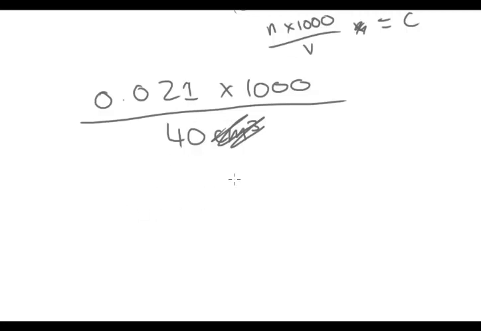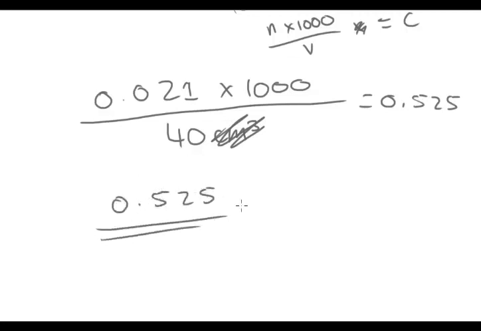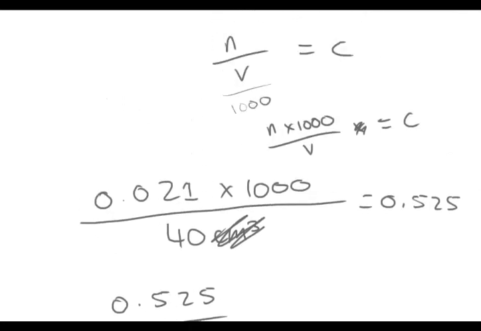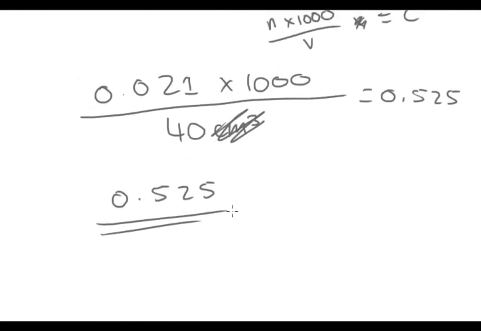So if we work this out, you guys can try and work this out as well. 0.021 multiplied by 1,000 divided by 40 equals 0.525. So there's your answer, 0.525, and this would be 0.525 since it's concentration, moles per dm cubed. Moles per dm cubed. Don't forget your units.